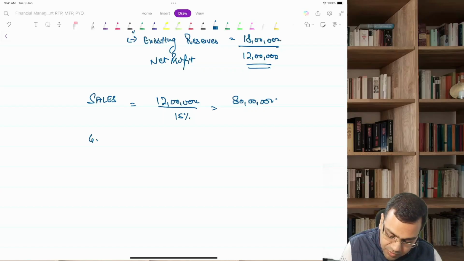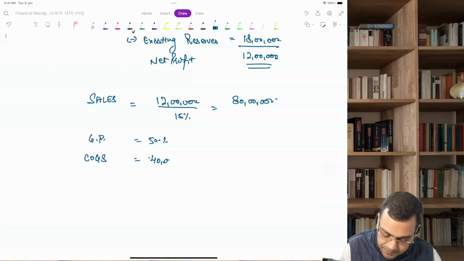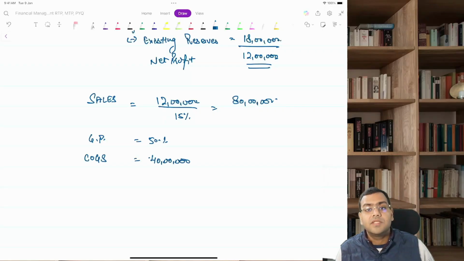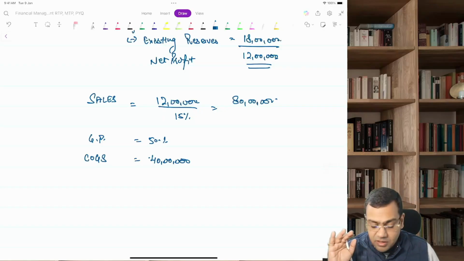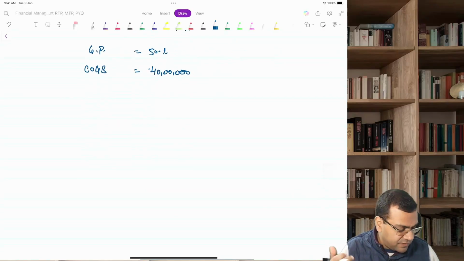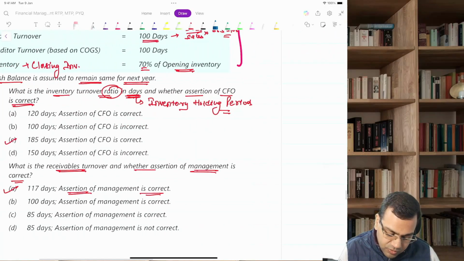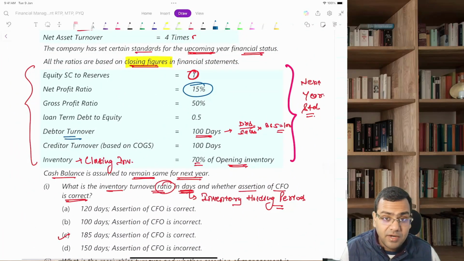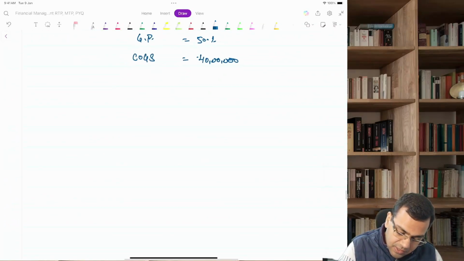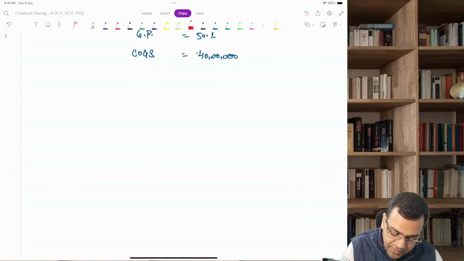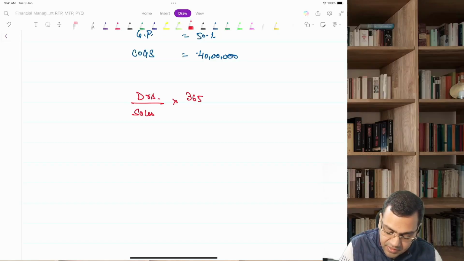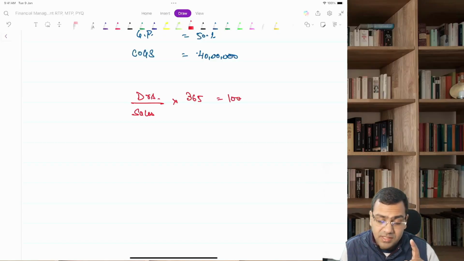Right? Now your gross profit is given to you, that is 50%. So what will be your COGS? Your COGS will be 40 lakhs. Is that clear? Sales of 80 lakhs, COGS of 50%, GP of 50%, COGS of 40 lakhs. Now we can use this debtors turnover ratio, that is 100 days. Debtors divided by sales multiplied by 365 days is equal to 100 days. Now sales we know is 80 lakhs.